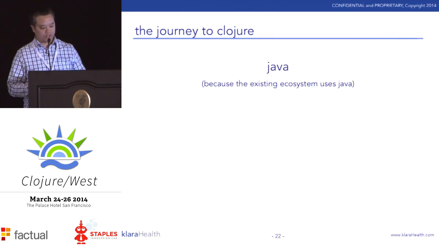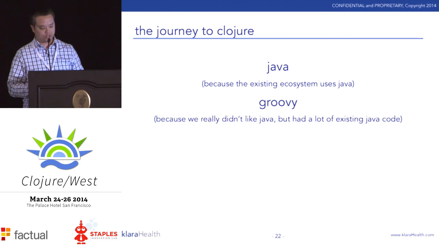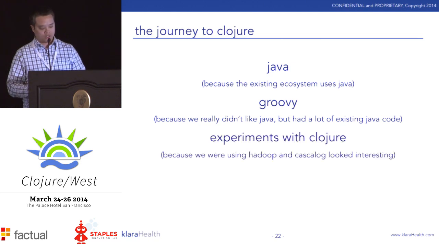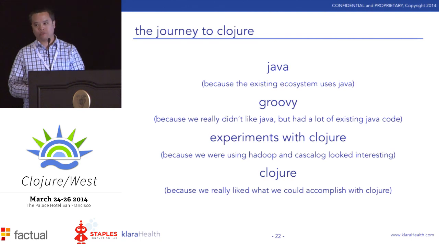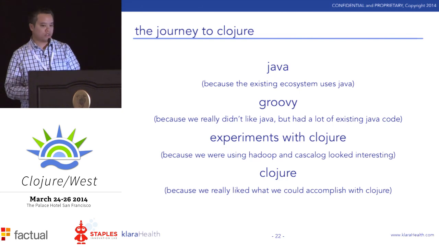So how did we get there? We started with Java, as I said, went to Groovy because we didn't really like Java. Then we started experimenting with Clojure when we started playing around with Hadoop and Cascalog. We do a lot of Hadoop on the back end, and Cascalog looked interesting, so I figured this may be a good time to start learning. Once we started playing around with Clojure, we realized we really liked it and liked what we could accomplish with it. So we decided to take a stab and see if we could commit to it and see what that would look like.